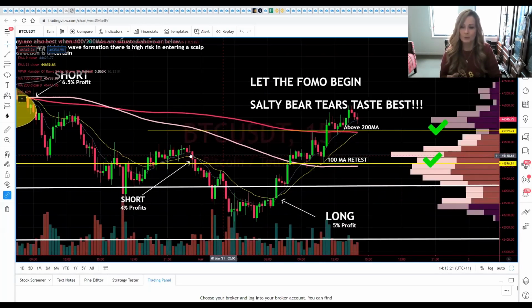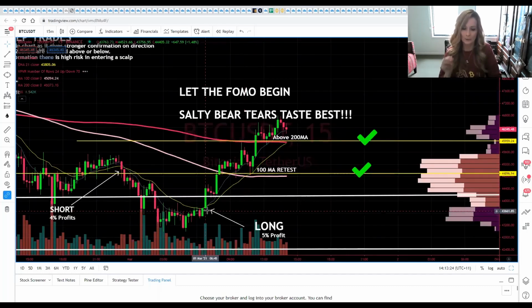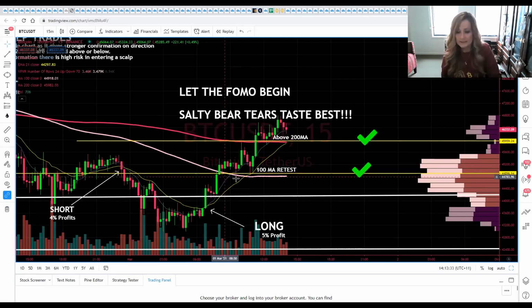So at this point, we've entered this long. The EMAs have crossed at this point. We've entered the long and then we've continued up. We've hit this MA, come up and retested it and held, and that's a really good sign that we're going up to the 200 MA.